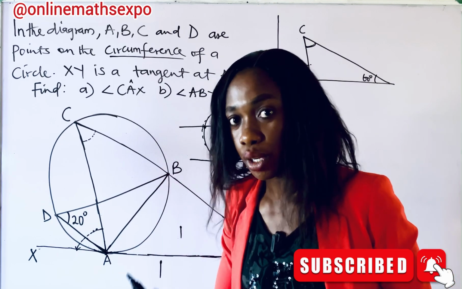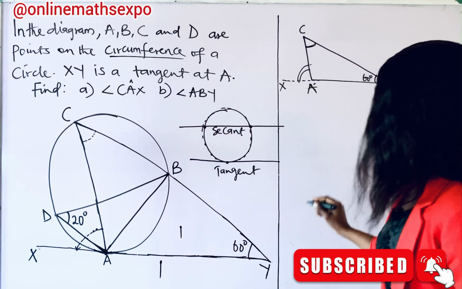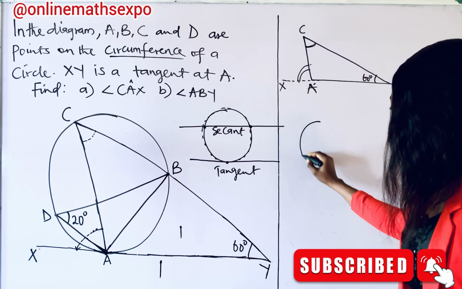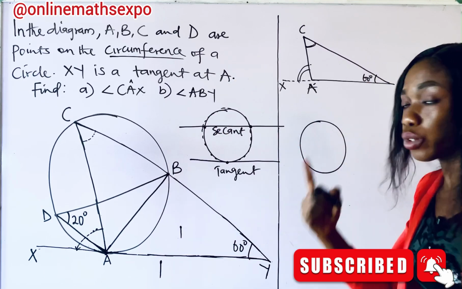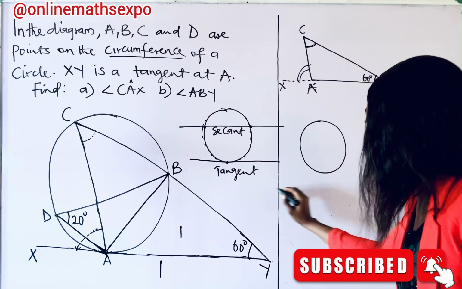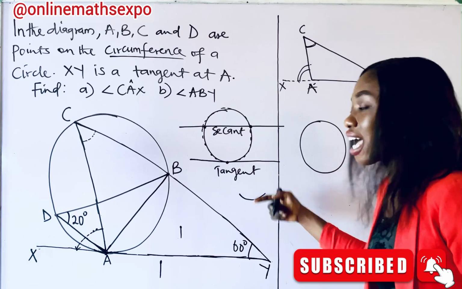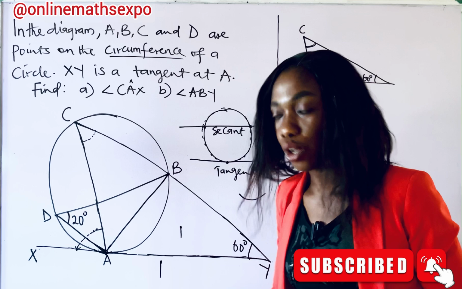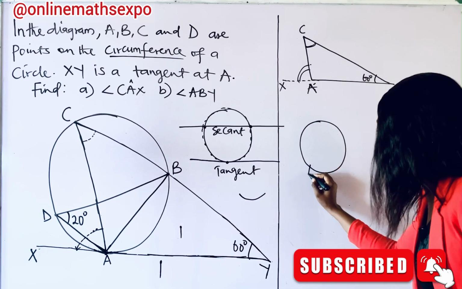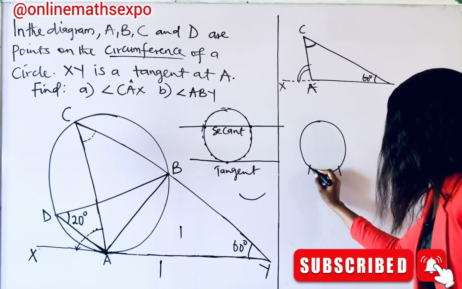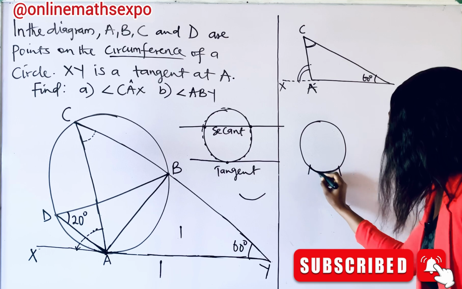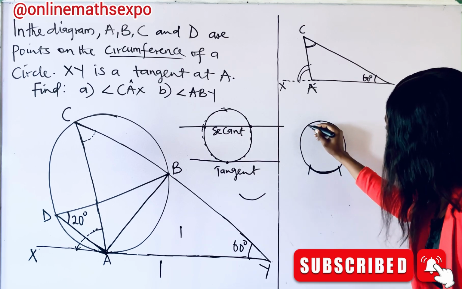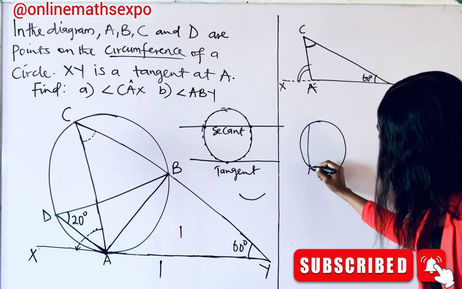Remember a theorem which says that when you have a circle, this is a circle, and when we talk about a circle, there's something we call an arc. This is an arc. An arc is a part of a circle. So if I decide to choose an arc on this circle, and this arc decides to make an angle with the chord, there is something we call a chord.